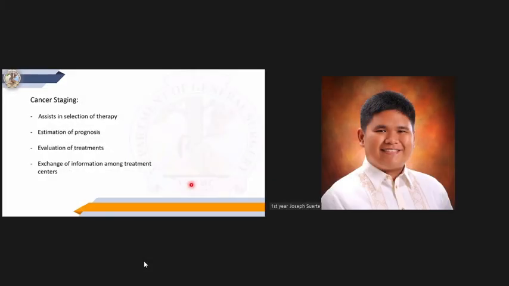So our cancer staging assists in selection of therapy, estimation of prognosis, evaluation of treatments, and is also important in research as to the exchange of information among treatment centers.